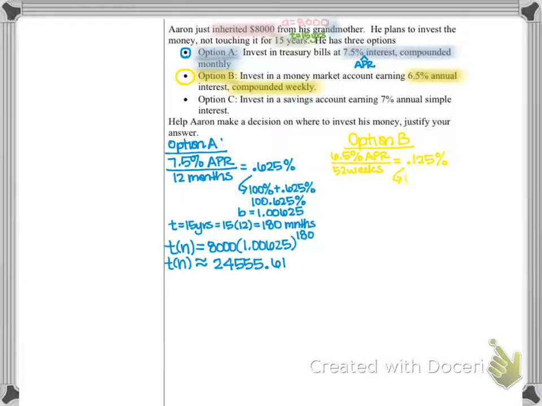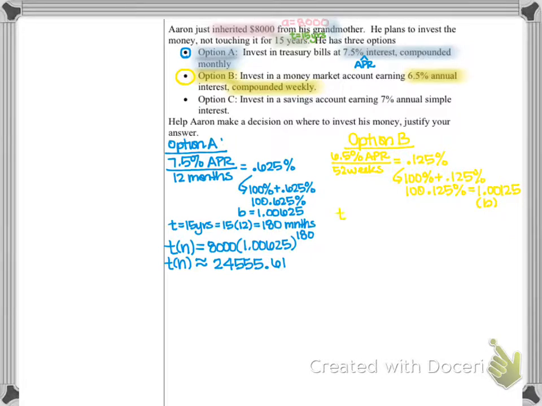We want to add the 100 to this since the money is growing. If I add those, that's going to give me 100.125%. Now let's move the decimal. That's going to give me 1.00125. That is going to be my multiplier. So that is B.